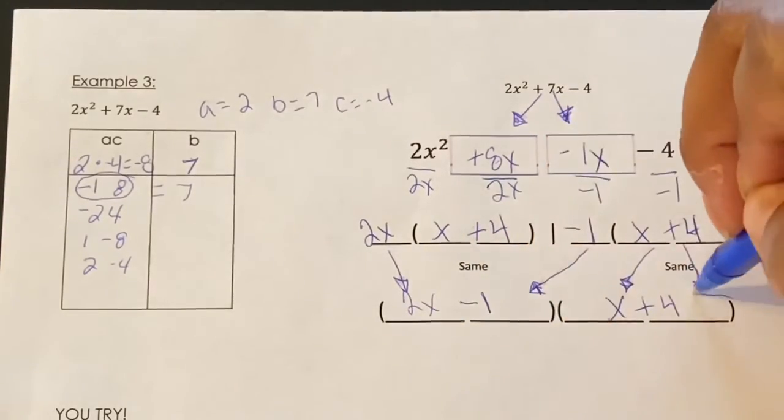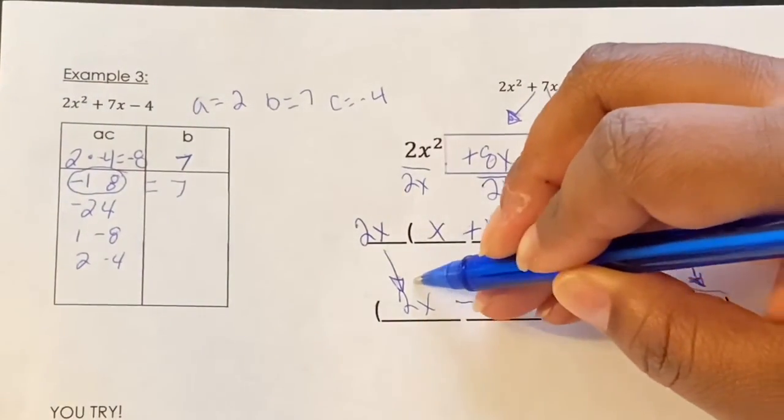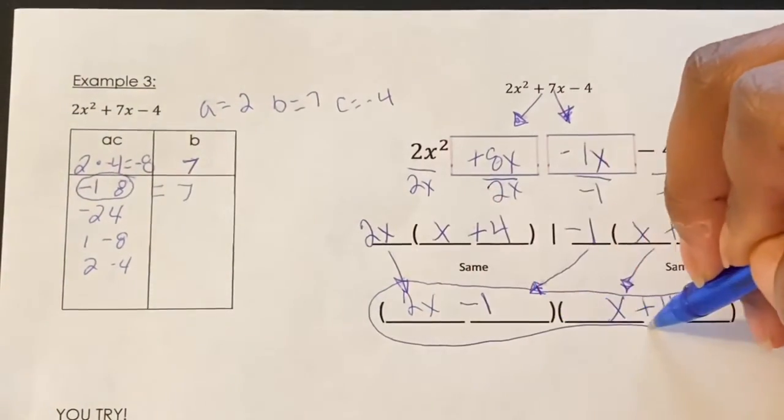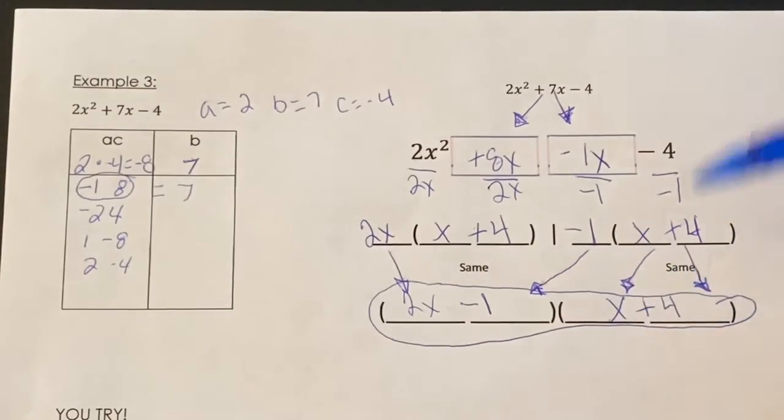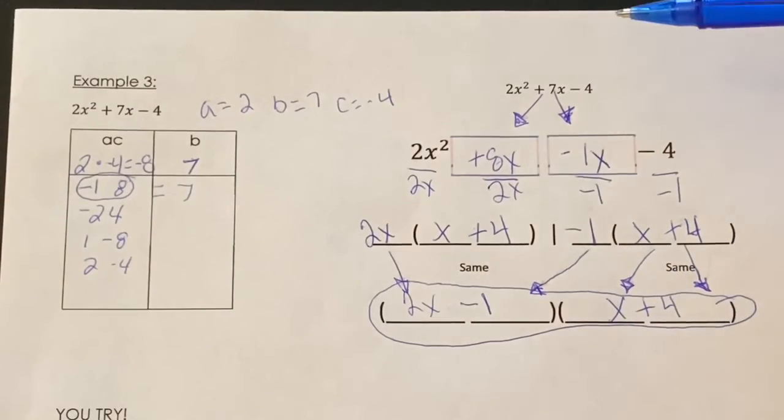So here's my answer. The factors of 2x squared plus 7x minus 4 is 2x minus 1 times x plus 4. And you can always FOIL to figure out if you did it correctly. Okay? You can always FOIL.